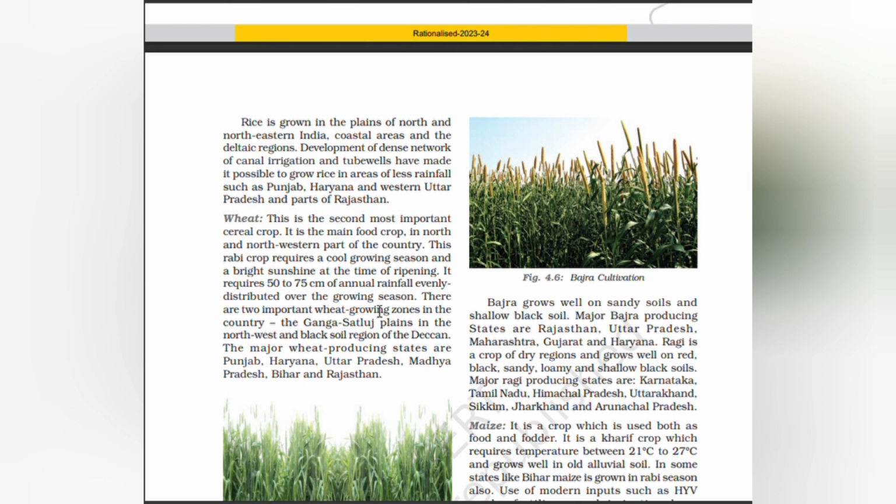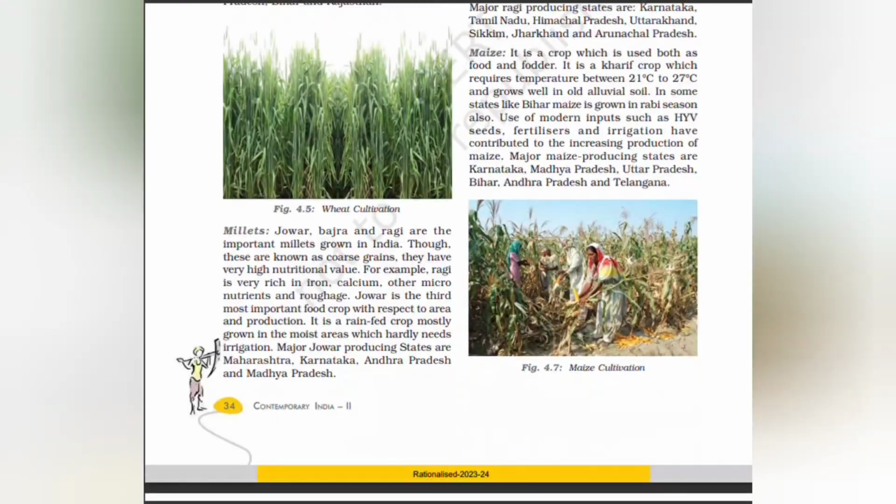There are two important wheat growing zones in the country, the Ganga Satluj Plains in the northwest and the black soil region of the Deccan. The major wheat producing states are Punjab, Haryana, Uttar Pradesh, Madhya Pradesh, Bihar and Rajasthan.